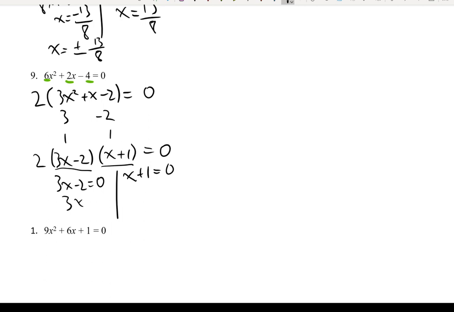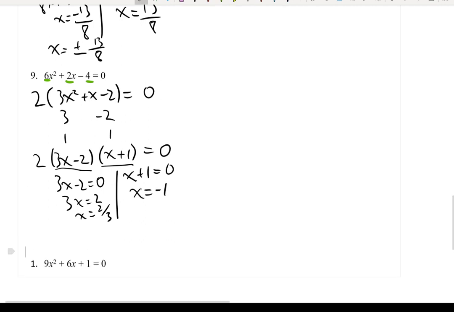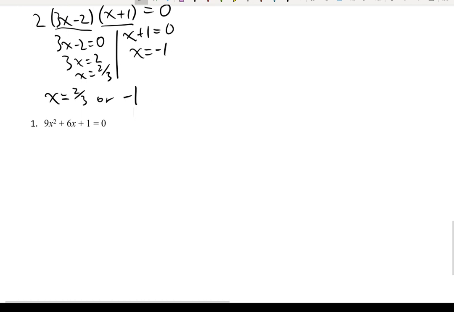Then 3x is equal to 2, x is equal to 2 over 3. And then we have x equals minus 1 on the other side. And so when we write out our final answer, we say x is equal to 2 over 3 or negative 1. Last question. Hooray! Question 10.